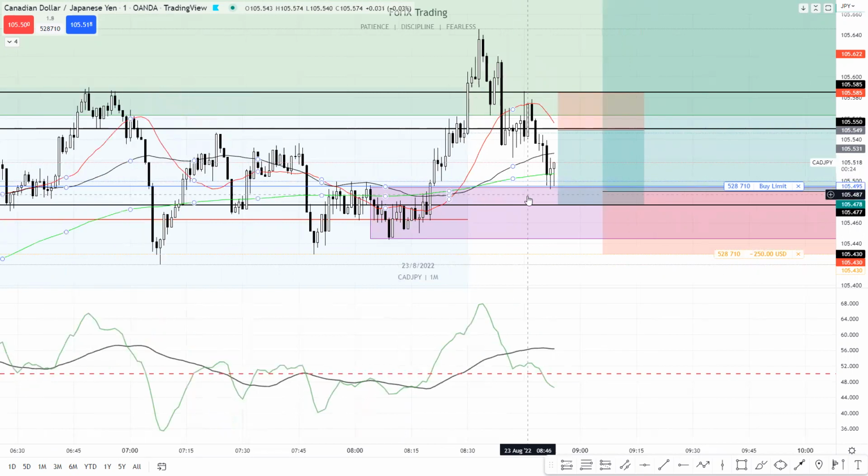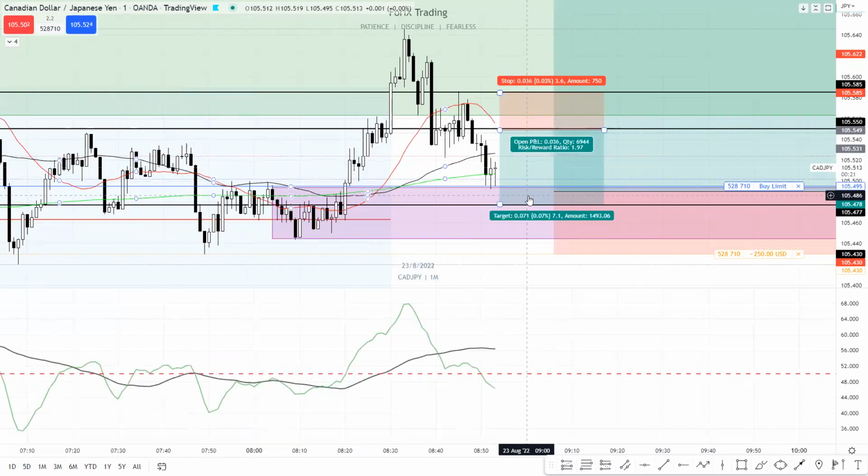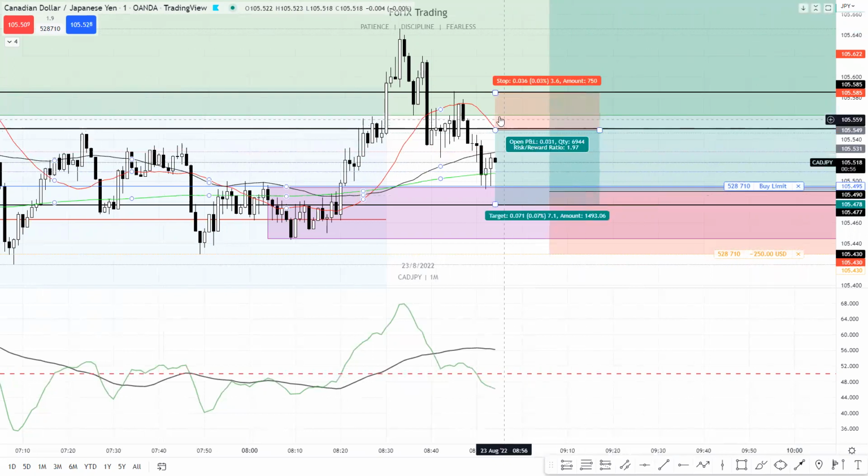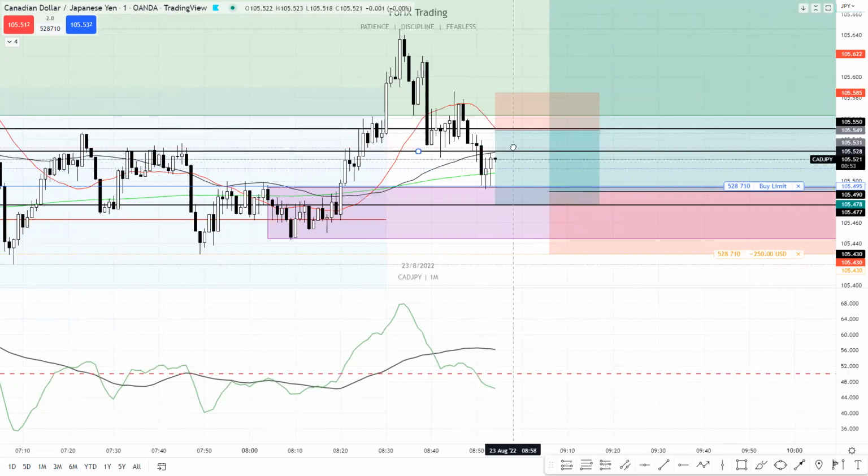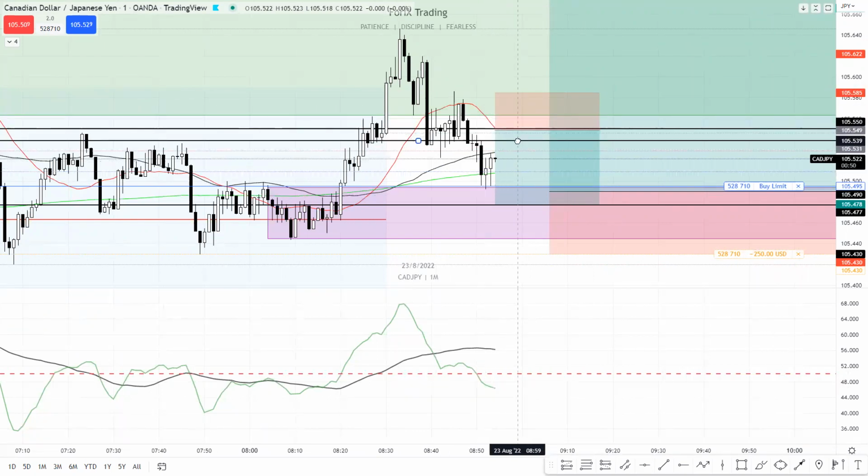FTMO server showing me something a little bit different. A break above that high would be a significant point to get out at. I guess we could move stops. 537. So our stops have been moved to 537.